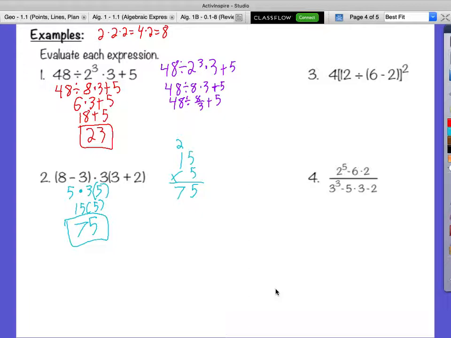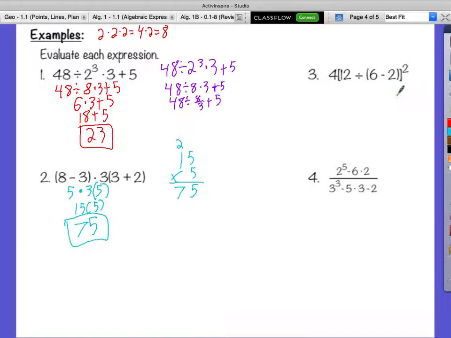Okay, on number 3 here. Ooh, we have how many sets of grouping symbols here? 2. Okay, we had 2 on the last one as well, but what's different here? Okay, there's one inside of the other.